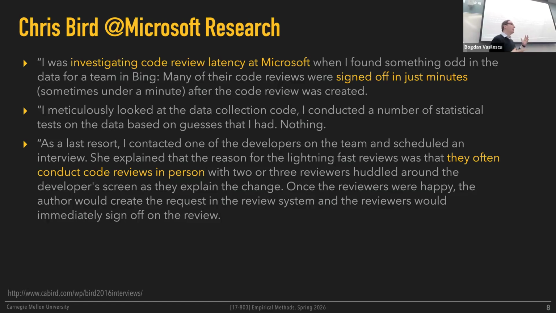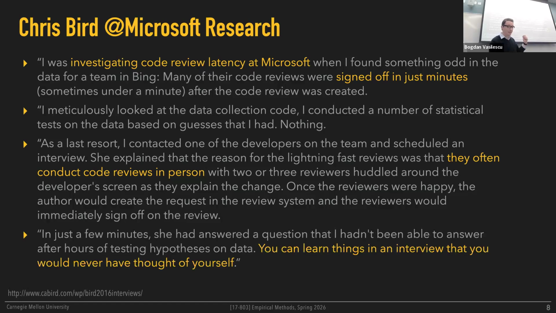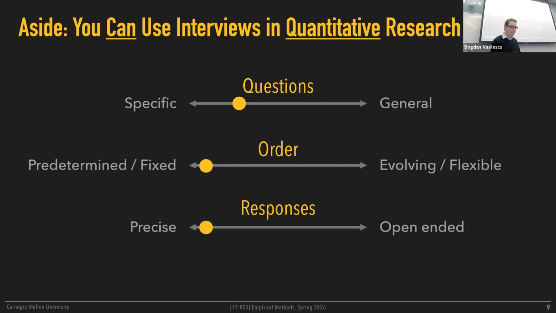So, the moral of the story is the quantitative data here can only tell you so much. And it's very useful to be able to interrogate it and question some of your assumptions by, for example, conducting interviews with some of the people involved in producing that data in the first place. So that's the story here.